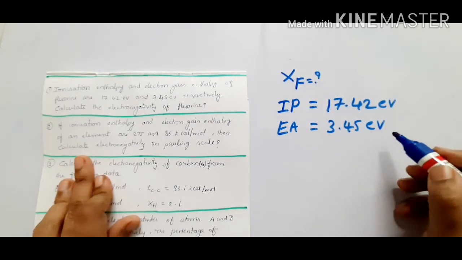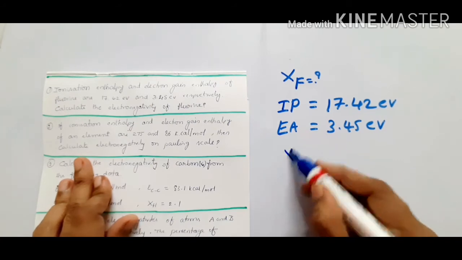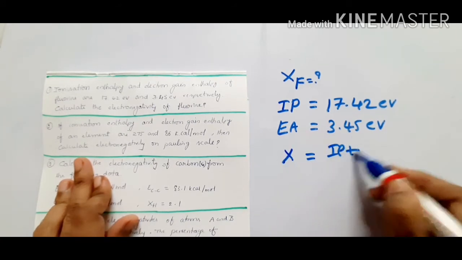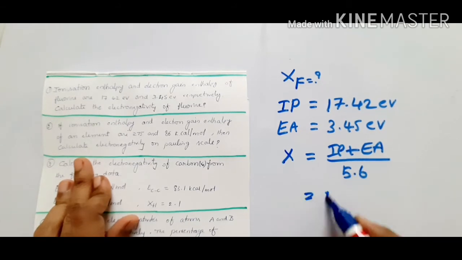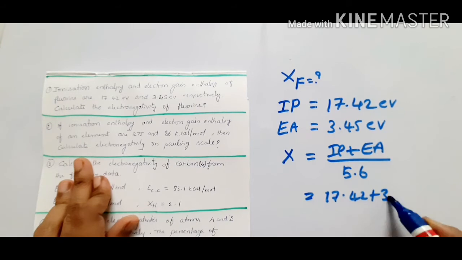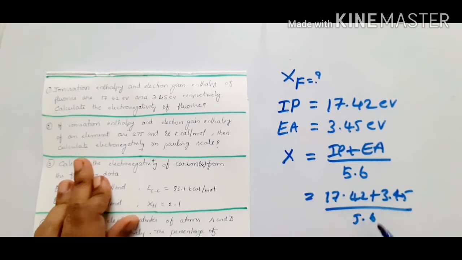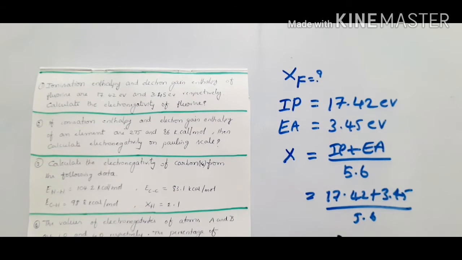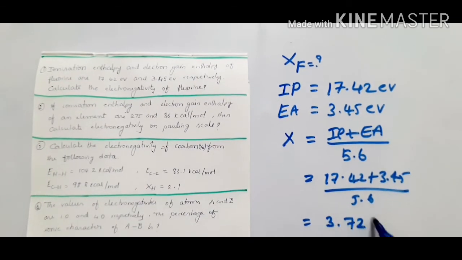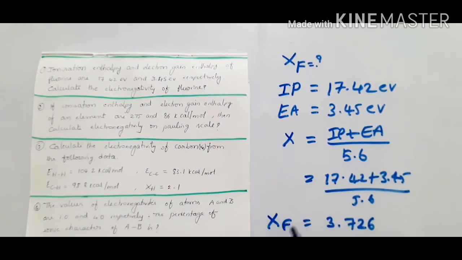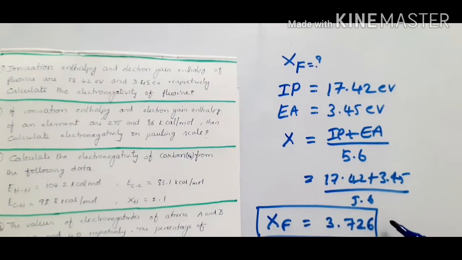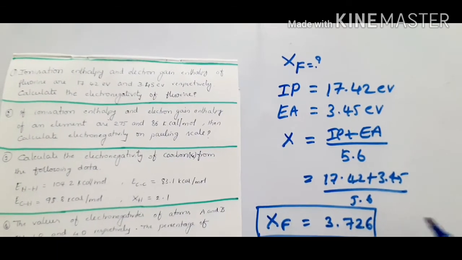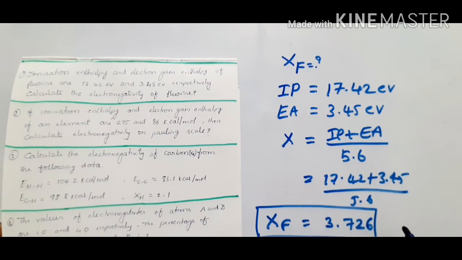What is the formula we have? That is the Mulliken equation, IP plus EA divided by 5.6. So 17.42 plus 3.45 divided by 5.6, you will get 3.726. The electronegativity of fluorine is very simply calculated because the energy is given in electron volts. This is the Mulliken scale. Here you have to observe one thing, that electronegativity doesn't have any units.